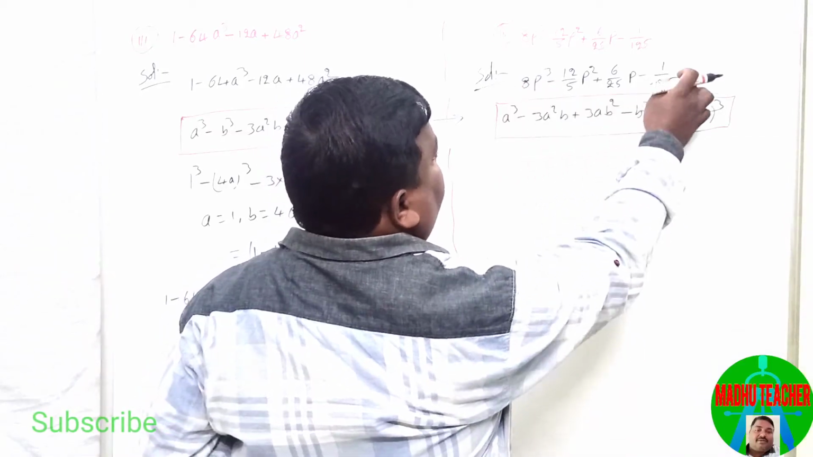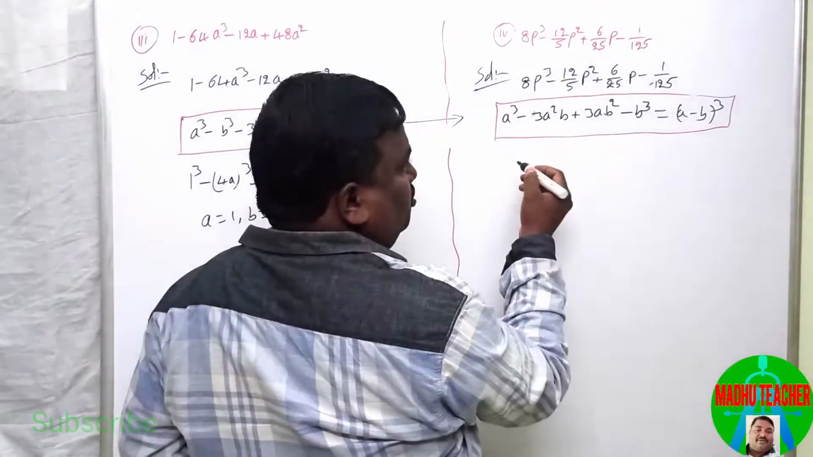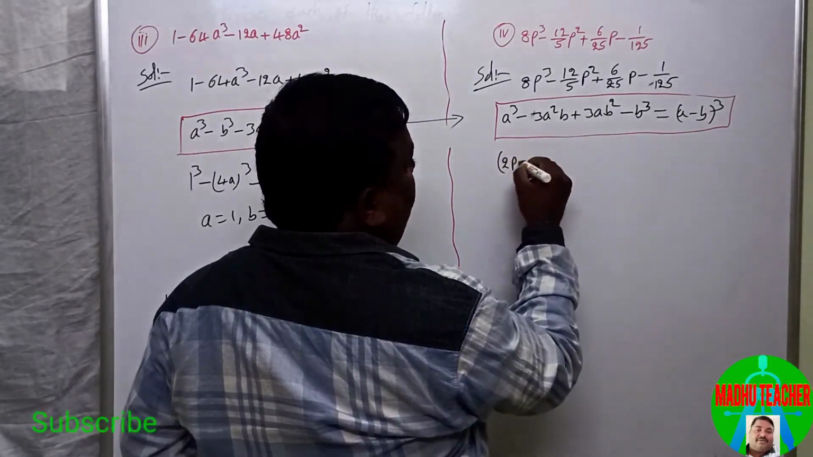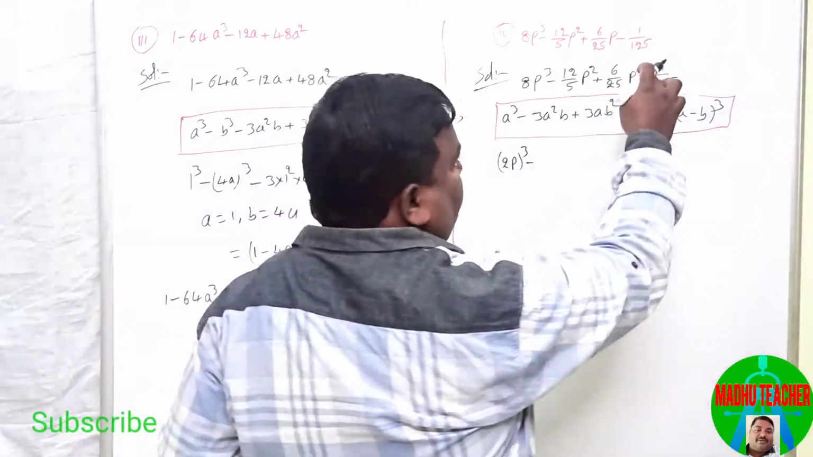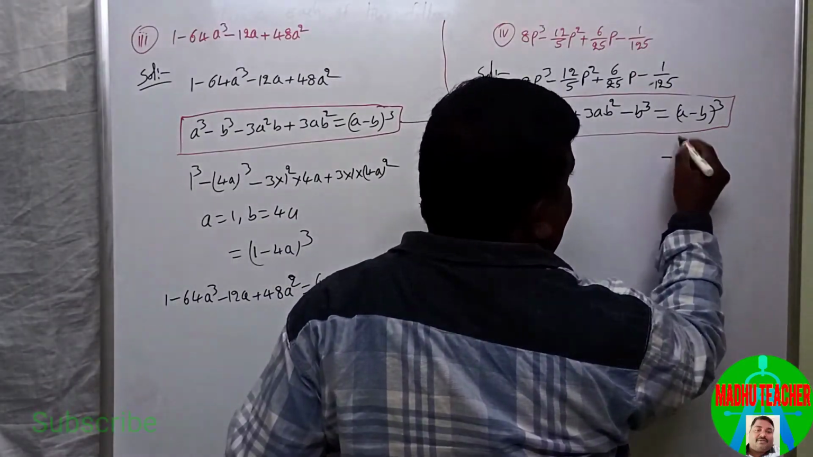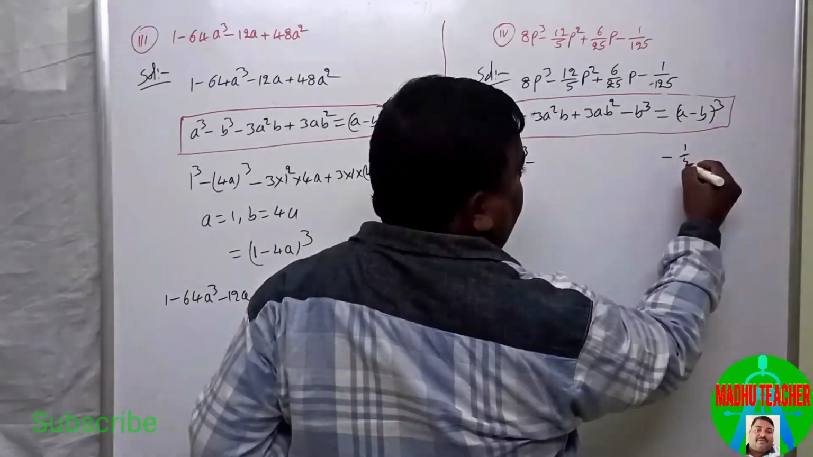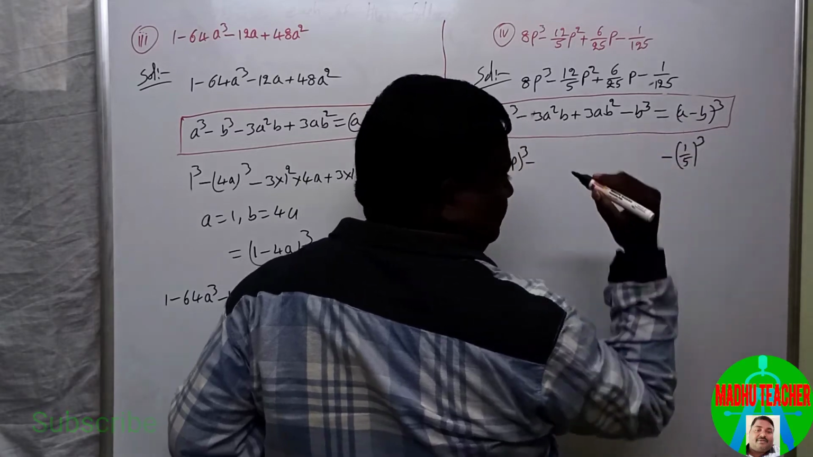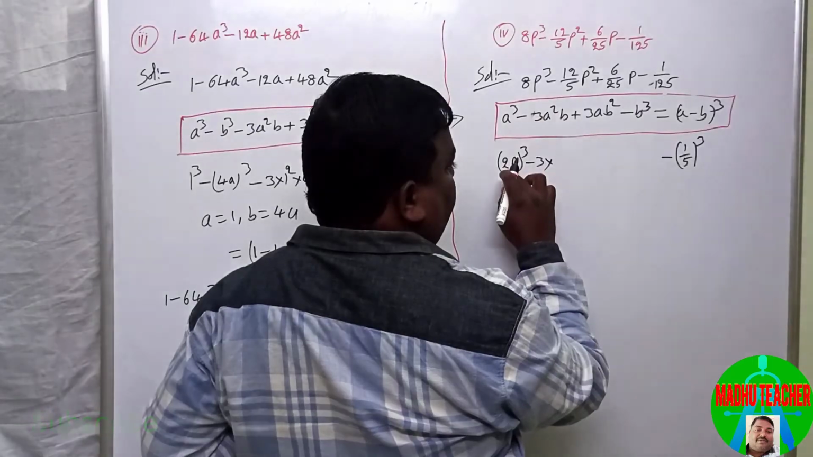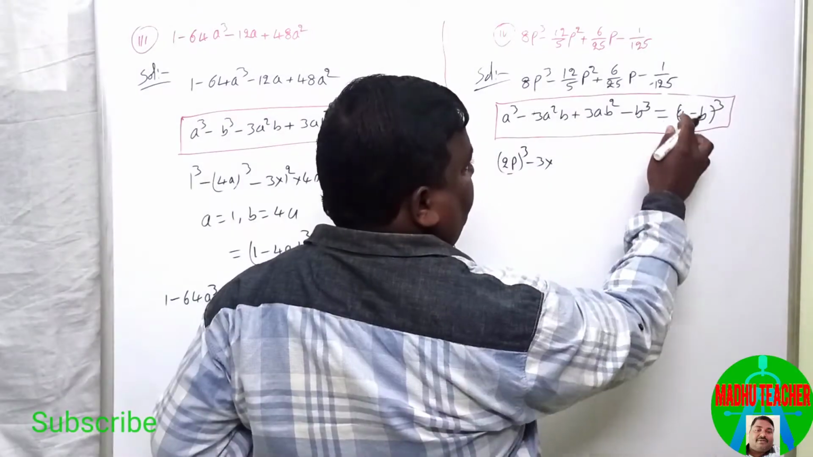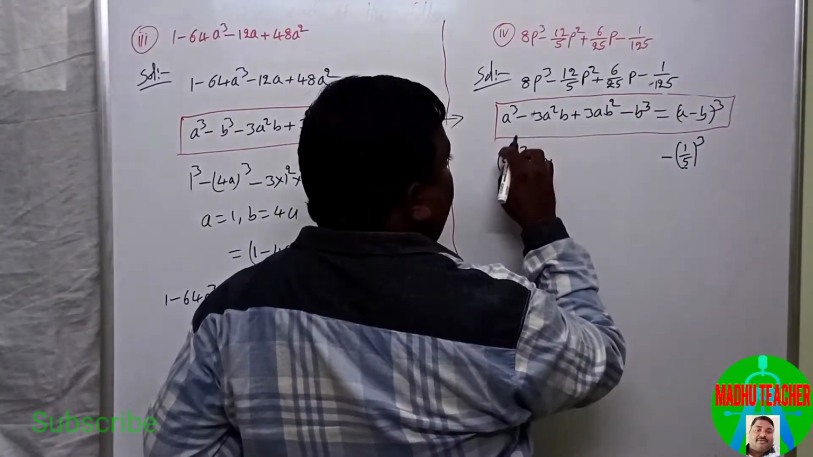First of all, I am changing this into formula form. 8 you can write as 2 cube, so that is (2p) whole cube. 2 cube is 8p cube, minus. First of all, I am writing the last one. 125, 5 cube is 125, that is (1 by 5) whole cube. The first one is a and the last one is b, so that is b cube. That's why 1 by 5 is the b and 2p is the a.